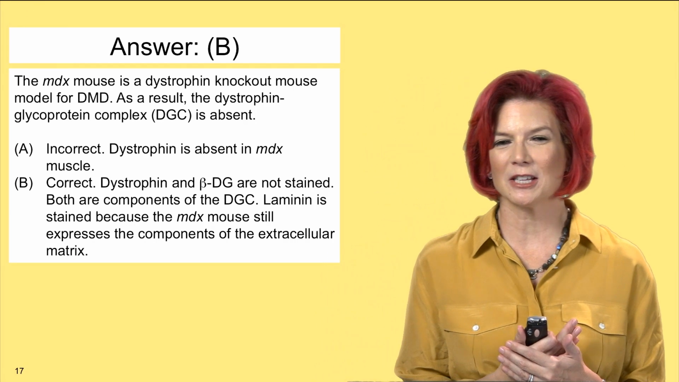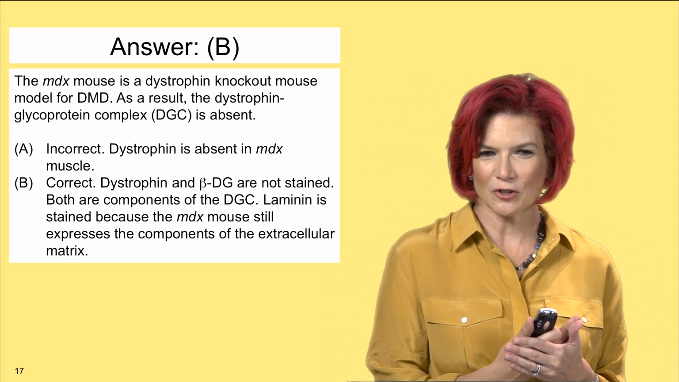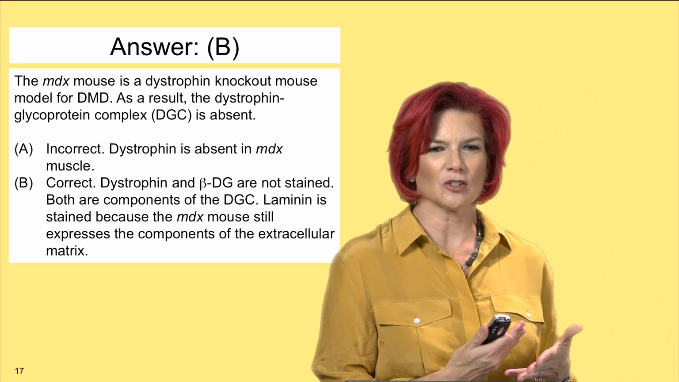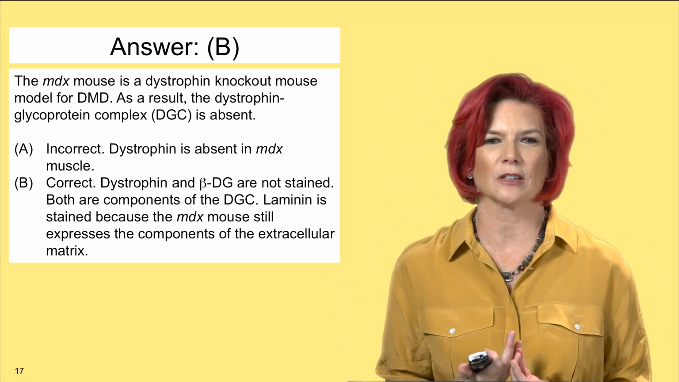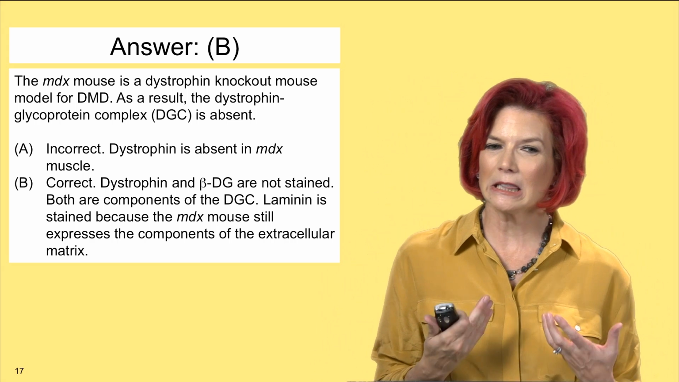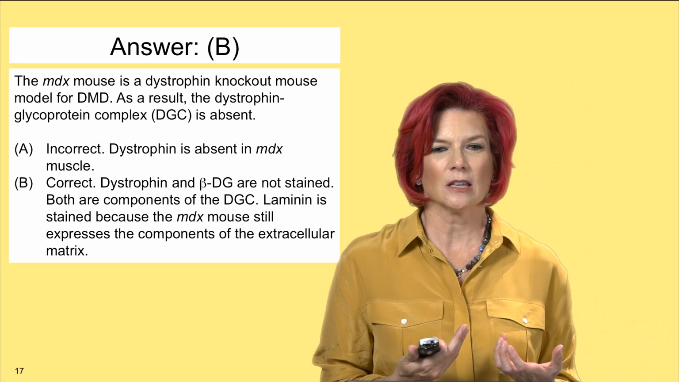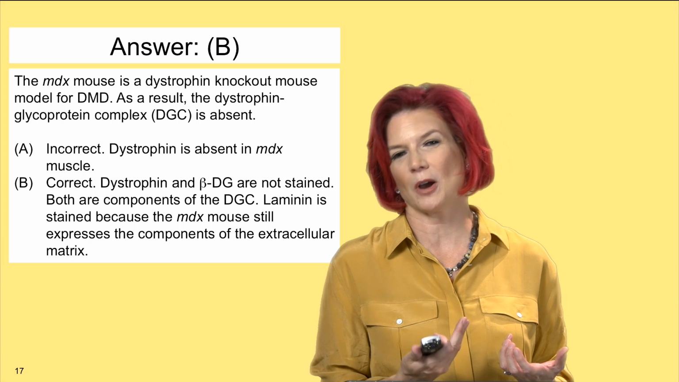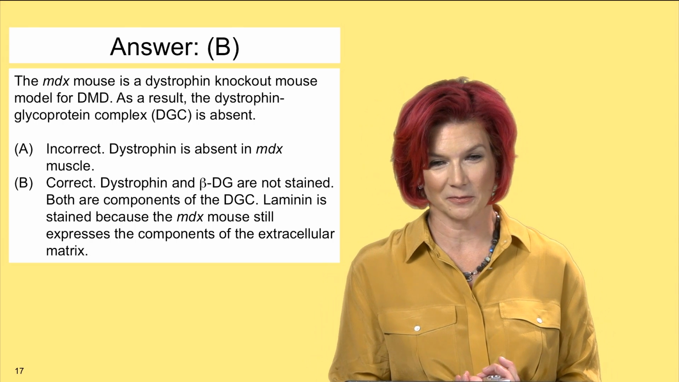Right. The correct answer is B. As we showed you, dystrophin and beta-dystroglycan are absent in dystrophin-deficient mice, but laminin is stained because the MDX mouse still expresses components of the extracellular matrix.